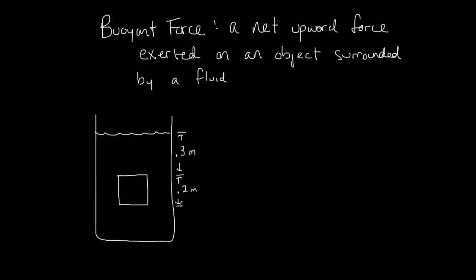Okay? What's going to happen is we're going to have pressure pushing down on the top, but we're also going to have pressure pushing up on the bottom. The pressure on the bottom should be a little bit bigger than the pressure on the top because it's deeper in the fluid. And so the pressure on the bottom is greater than the pressure on the top. We get what we call our net buoyant force. So I'm going to calculate those two pressures.